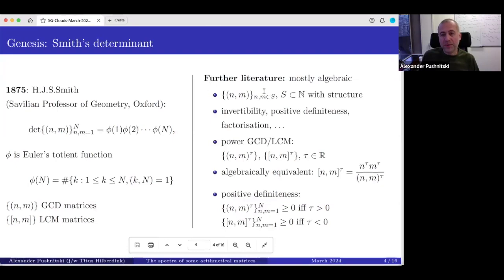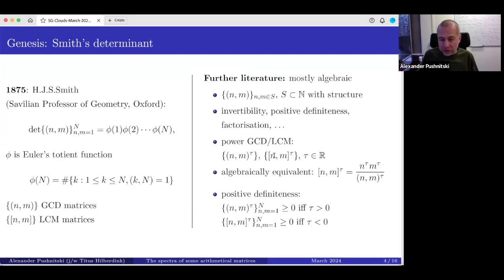So for example, people looked at such matrices not between 1 and n, but over some subsets of n with some structure. They asked about invertibility, positive definiteness, some factorization, and so on. So it became a kind of a little discipline on the cusp between algebra, number theory, and linear algebra.